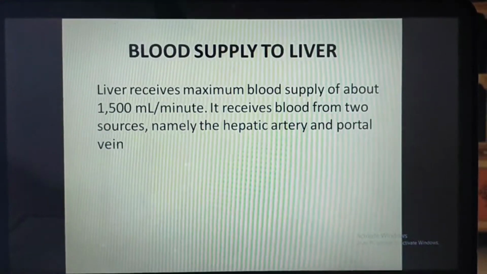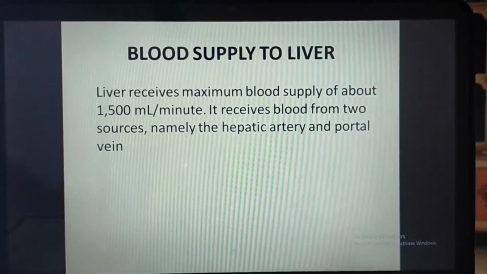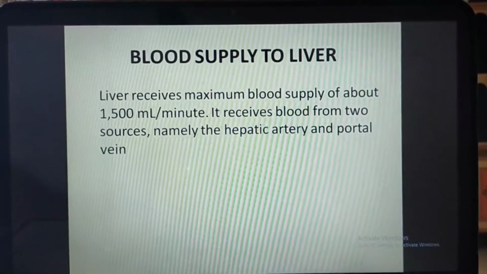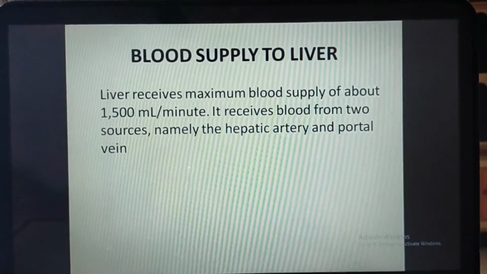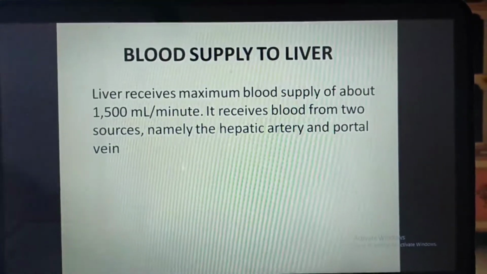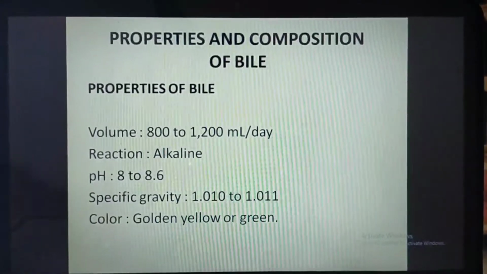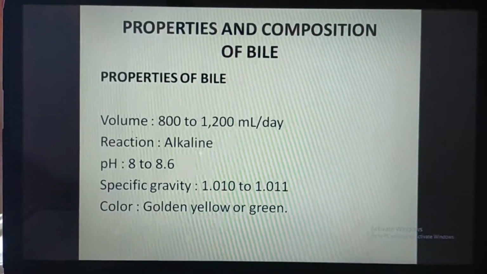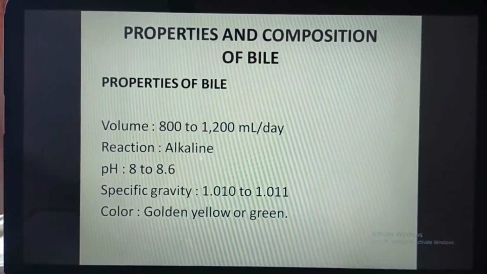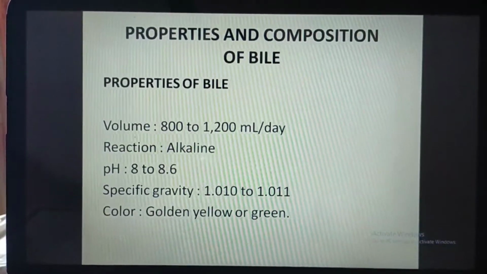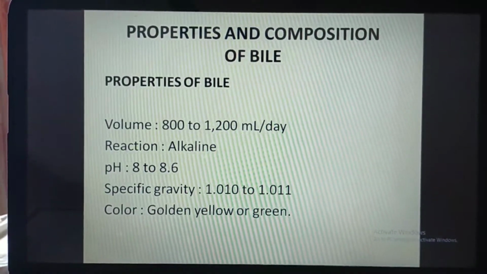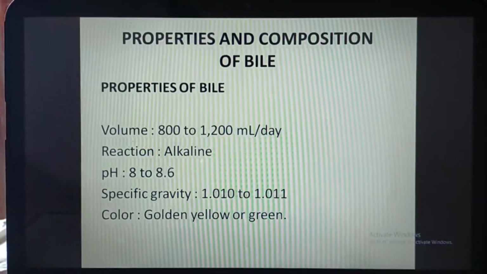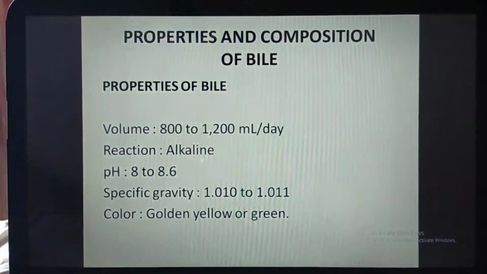Blood supply to liver. Liver receives maximum blood supply of about 1500 ml per minute. It receives blood from two sources, namely hepatic artery and the portal vein. Properties and composition of bile. First we'll see the properties of bile. The volume would be 800 to 1200 ml per day. Reaction is alkaline. pH is 8 to 8.6. Specific gravity is 1.010 to 1.011 and color is golden yellow or green.